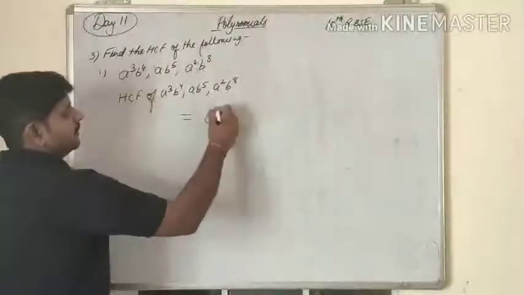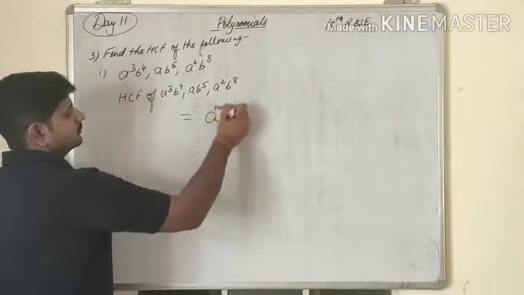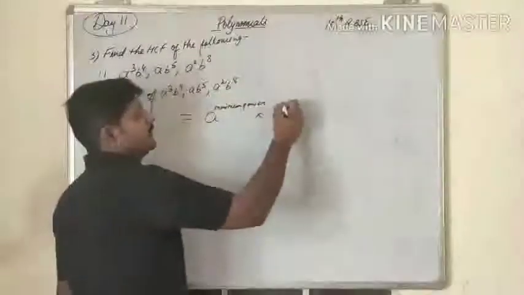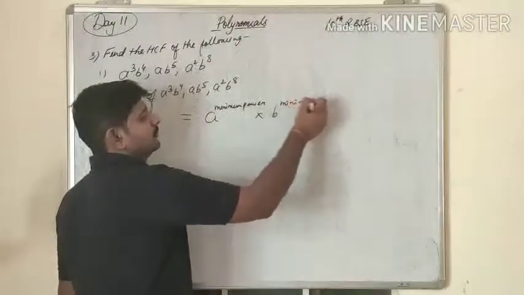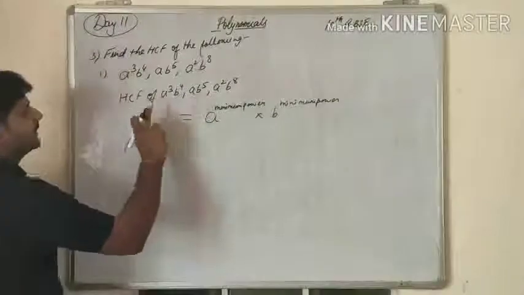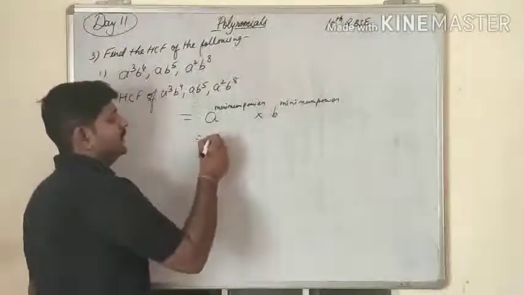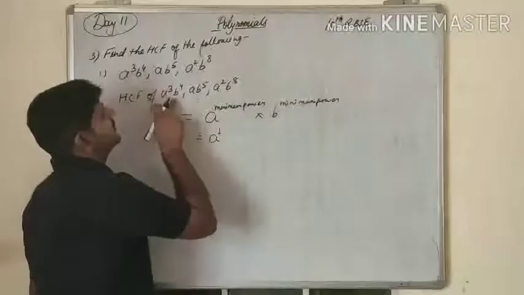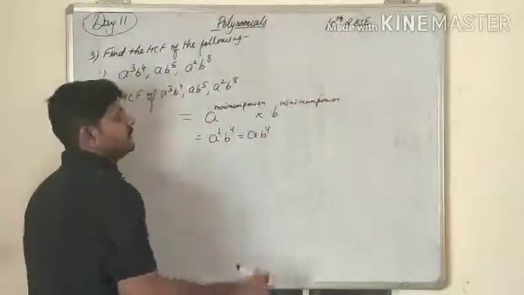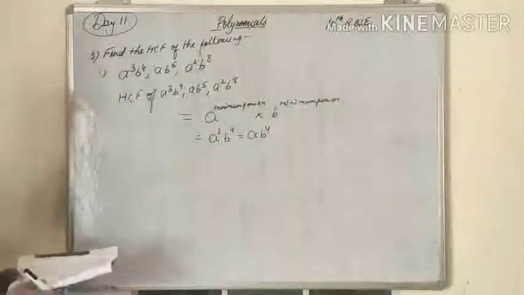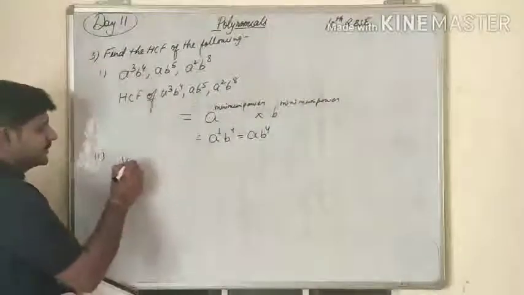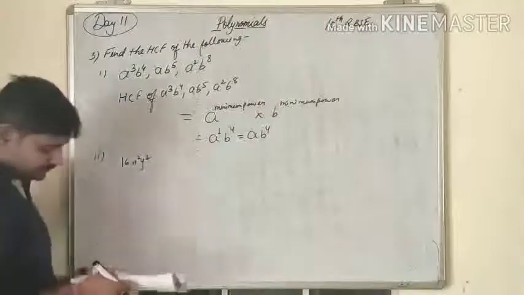So a raised to the minimum power, multiplied by b raised to the minimum power. There is a square, there is single a, and there is a cube. It means there is only a raised to 1. And there is b raised to 4, b raised to 5 and b raised to 8, so b raised to 4. So finally the HCF is a b raised to 4. That is the answer.